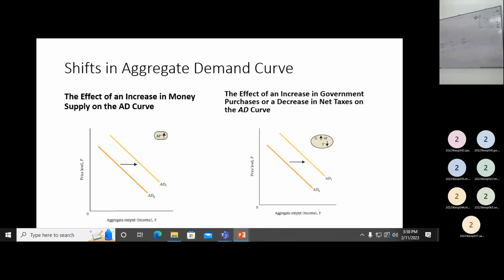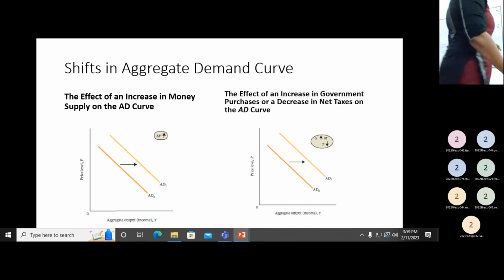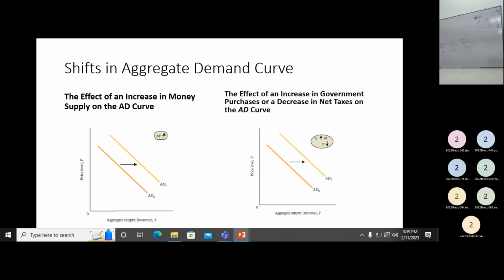Is that clear? Okay. So if you want, you can write down this explanation because it's not there on the slide, in case you think you will forget. Here it's denoted as money supply increases, but how that happens is due to this reason. What happens in the money market?